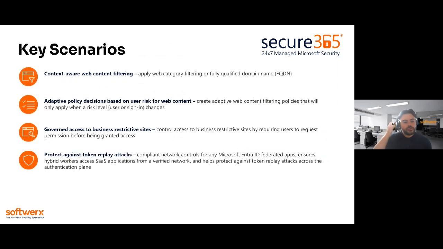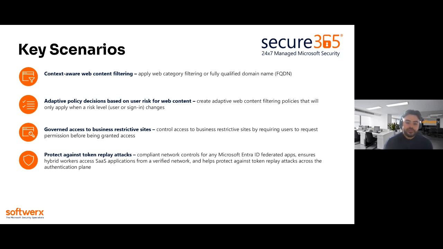A couple of key scenarios: context-aware web content filtering, the ability to filter out web categories, allow certain web categories, and also filter out certain fully qualified domain names, FQDNs, and allow specific FQDNs as well. Then the adaptive policy decision: creating adaptive web content filtering policies that only apply when a risk level happens. So the user has now become high risk, and we implement adaptive web content filtering, so they can no longer get to Sage, or to 365 and SharePoint, for example.